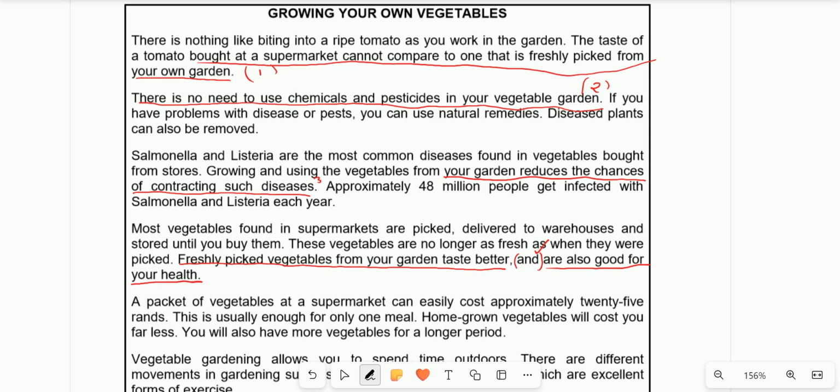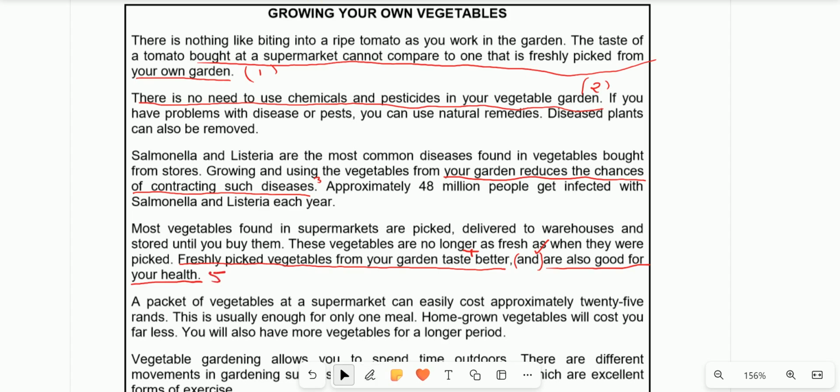1, freshly picked vegetables from your garden taste better. It's a fact on its own. So this is going to be fact number 4. And are also good for what? For your health. So in the same sentence, especially those that are long, sometimes it's possible that you can have 2 facts in one, and then this can be fact number 5.